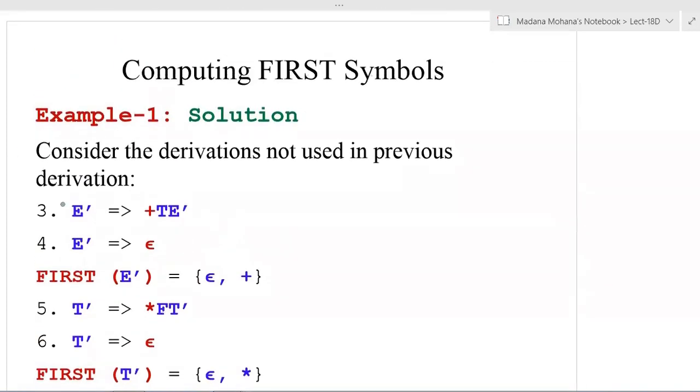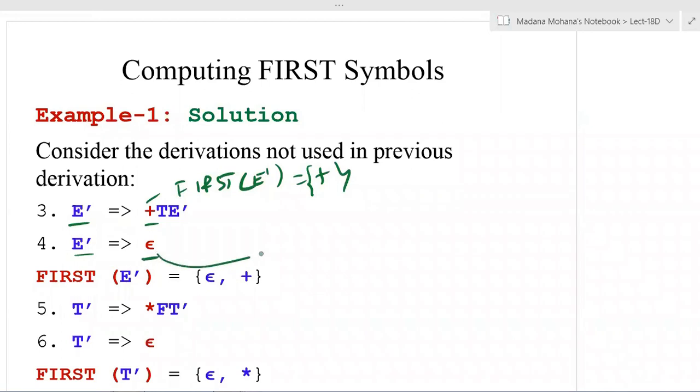Now you can see the other productions. Other than the previous productions we used, E' derives plus T', then E' derives null. Here a terminal is directly there, therefore first of E' equal to plus, as per the third case of the definition. Now E' derives null, so directly null is there. Therefore first of null equal to null only. Therefore first of E' equal to epsilon comma plus.